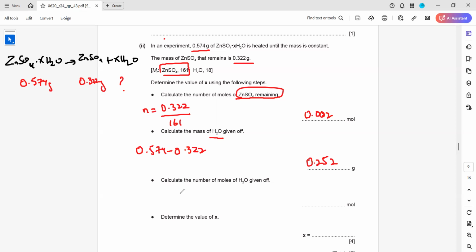Then how many moles of water are there? You have the mass in grams, 0.252, divided by the molar mass of water. It's given as 18 here. So when you divide, you get 0.014. Definitely, if your answer is wrong, this will be different. This will be the same because it depends on the values you are given. The last part will have a different ratio formula, but this is a question related to finding water of crystallization for the moles.